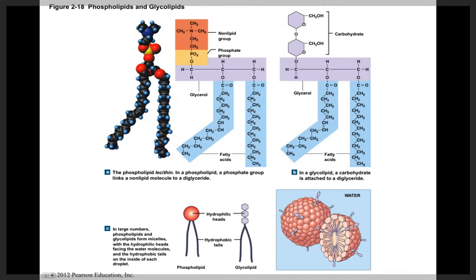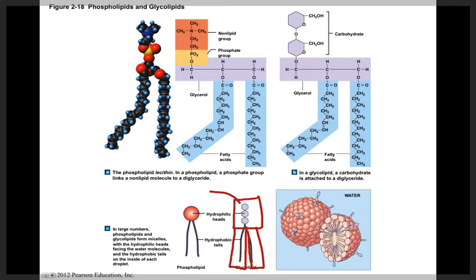The glycolipid is a carbohydrate that's attached to a diglyceride. We see a carbohydrate, and there we can see with the 3 rings. We know that that's a carbohydrate because of the rings that you're seeing, and then also the 2 fatty acid tails that are called a diglyceride.